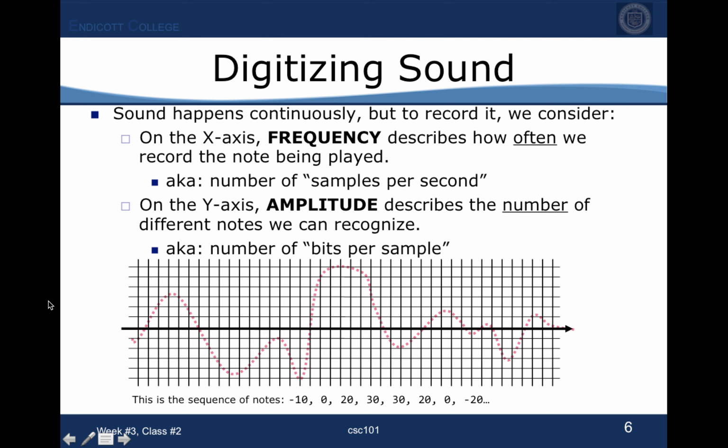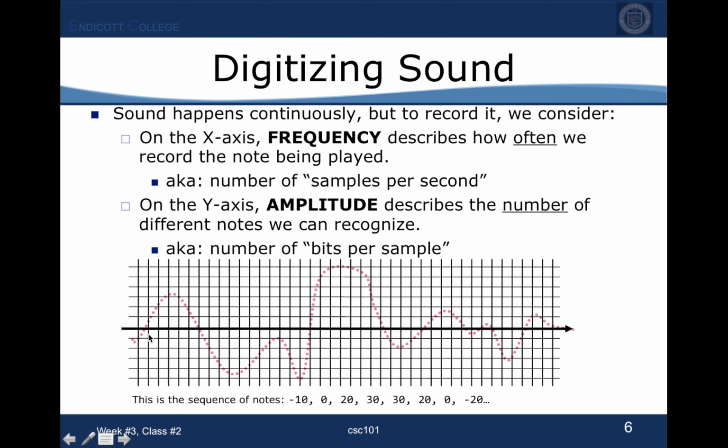So for this particular example, at the first recording, I think I did this on the black lines. So at the first black line, if I'm going to record right there, I'm going to ask, what note is that? Oh, that note is maybe the code for -10.